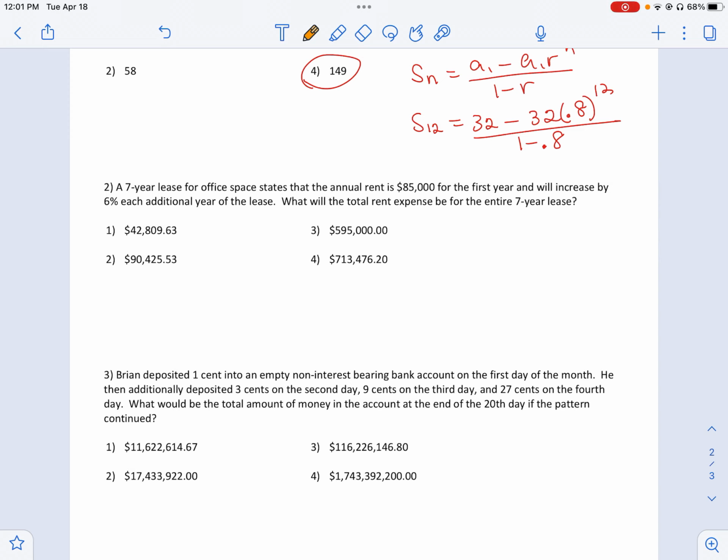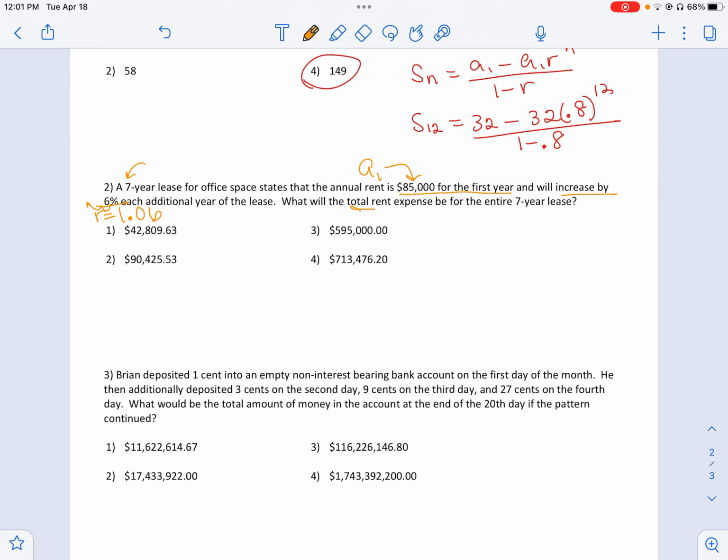Okay, a 7-year lease. Yay, we have a different number of terms, because we're going to want to know how much money for each of those 7 years. A 7-year lease for office space states that the annual rent is $85,000 for the first year. There's your A sub 1. And will increase by 6%. So since it's increasing by 6%, my rate is going to be 1 plus 0.06, changing the percent to a decimal, giving us a rate of 1.06.